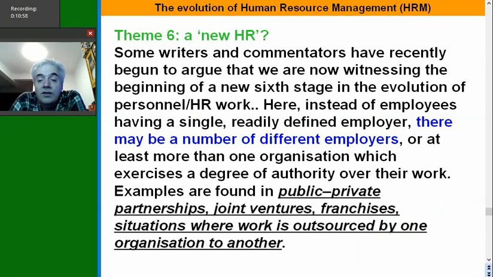Here, instead of employees having a single, readily defined employer, they may have a number of different employers, or at least more than one organization which exercises a degree of authority over their work. Examples are found in public-private partnerships, joint ventures, franchises, and situations where work is outsourced by one organization to another.